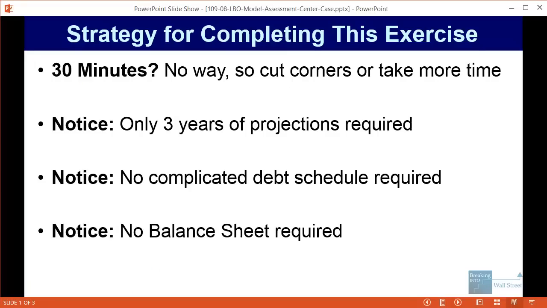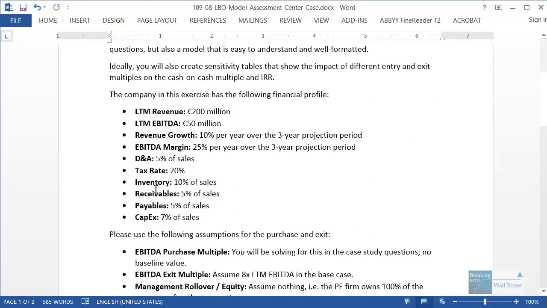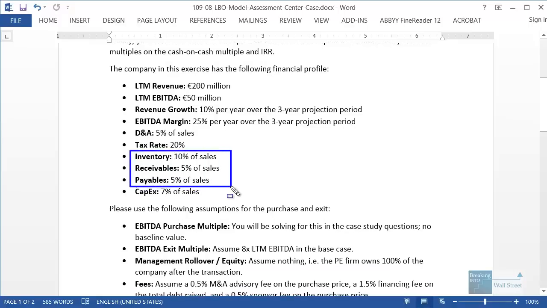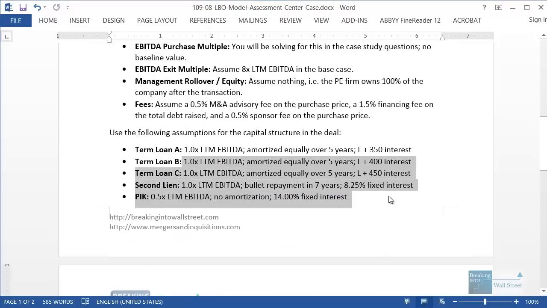Also notice how there is no real balance sheet required. Now in the assumptions, yes, they are giving us some of these numbers like inventory, receivables, and payables as a percent of sales, but remember, all we really have to do is figure out the cash flow impact of those items. So if inventory goes up, that's going to reduce our cash flow. If receivables go up, that's also going to reduce our cash flow. And if payables go up, that is going to increase our cash flow. So as long as we can reflect that and tie these to the change in revenue, we don't need a full balance sheet. We will have to keep track of the different tranches of debt and how they change over time, but that's about all we need to do here.